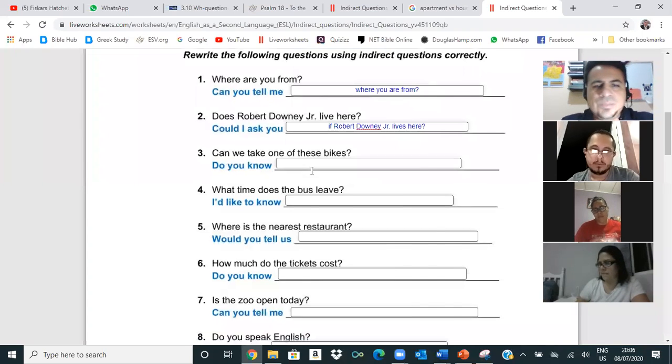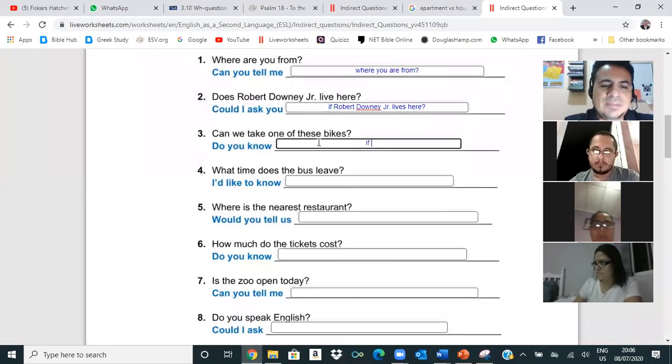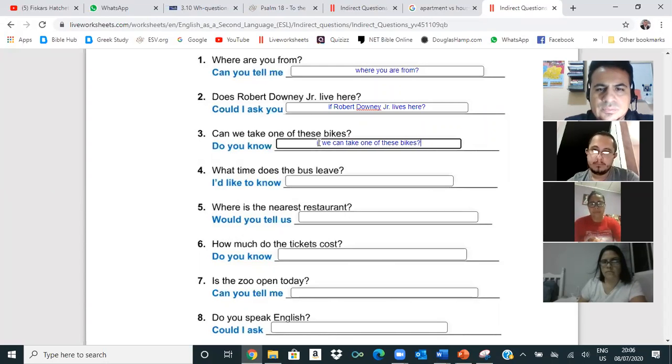Okay, let's continue. Can we take one of those bikes? Can we take one of these bikes? Do you know if? Recuerden que el propósito de esto es ser más formal, tener más respeto cuando vamos a preguntarle, ¿verdad? If. Do you know if? ¿Cuál es el sujeto que está ahí? We. We can take one of these bikes. Bikes. Okay.